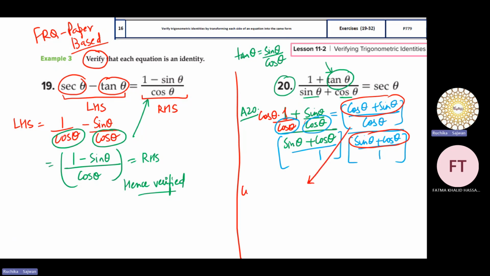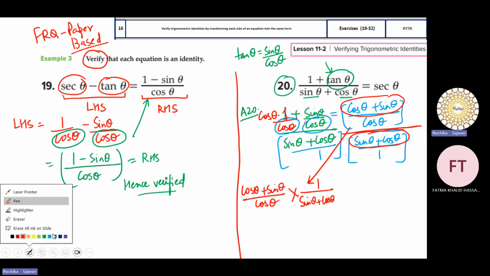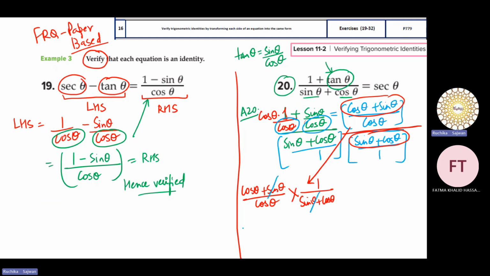So in the next step, we can write cos theta plus sine theta over cos theta. I convert this division to multiplication. So in that case, I take the reciprocal of the bottom term. So it is 1 over sine theta plus cos theta. Now, I hope you can see the common term. So this and this will cancel and I'm left with 1 over cos theta. And we all know the reciprocal of cos is secant theta.